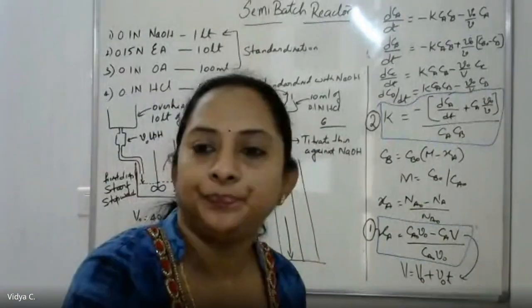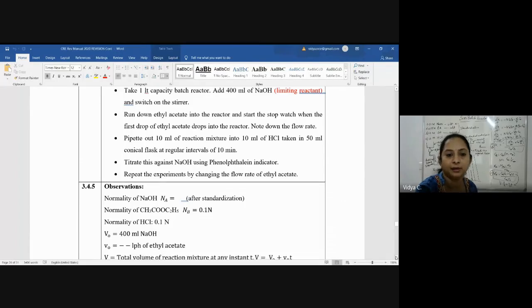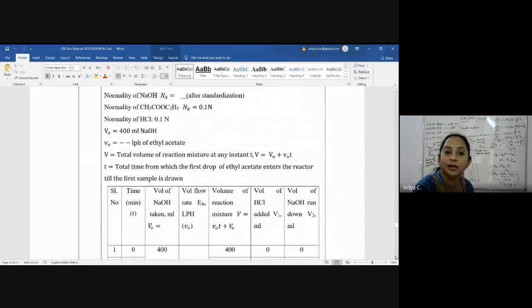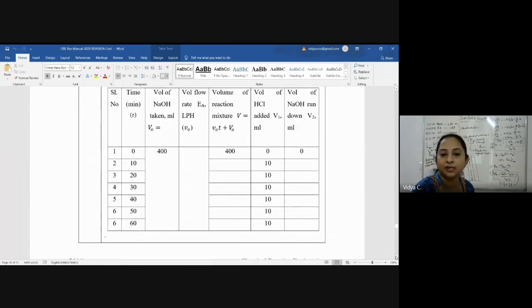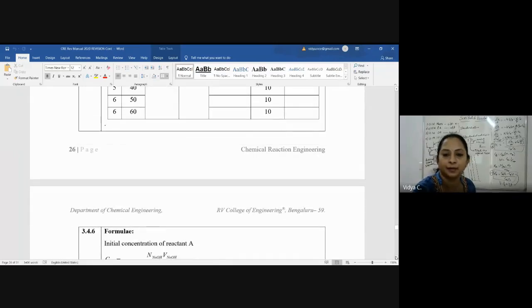Okay, so here you can see. After standardization, note down the value for NaOH. And let me come to finding Ca naught and Cb naught. Why I'm sharing this is that they are a bit different here, so we have to observe that.